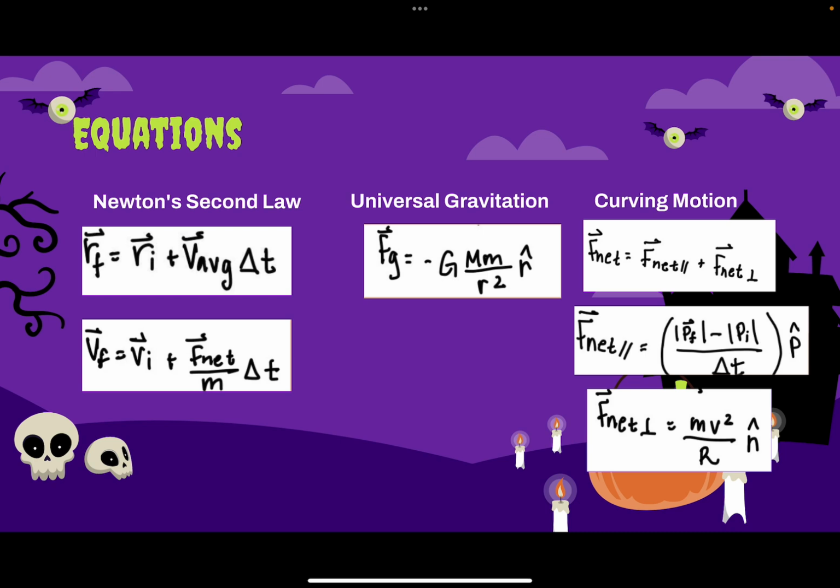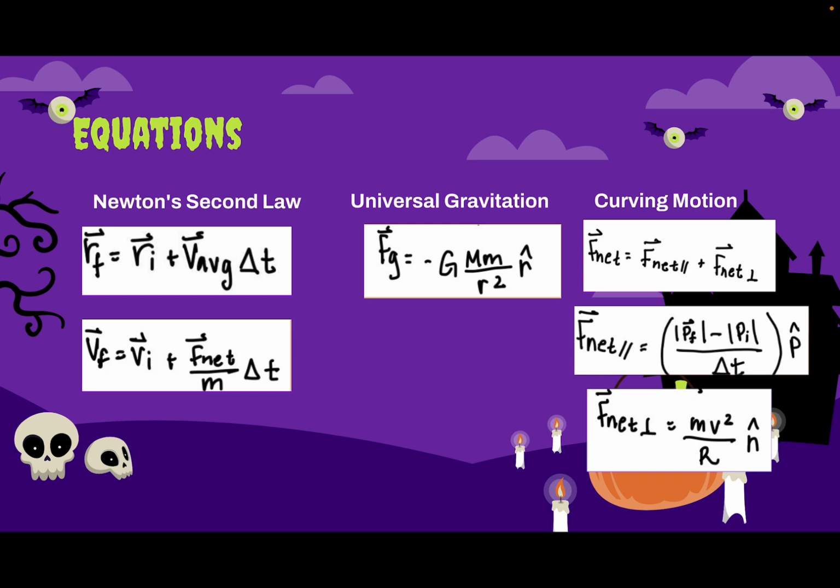So here are some equations that we used. The first principle we used was Newton's second law, and it's composed of the position and velocity update formulas. The second one was universal gravitation, shown right there, where G is the gravitational constant, M's are the masses of the objects, R is the distance of the objects, and R hat is the unit vector. And the last column shows curve and motion formulas.